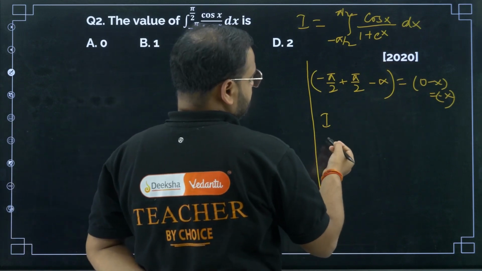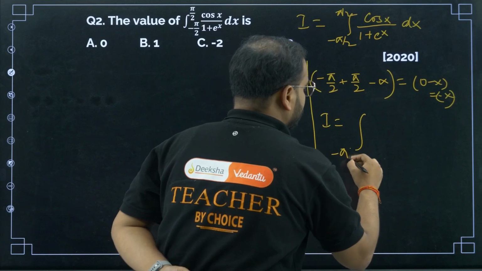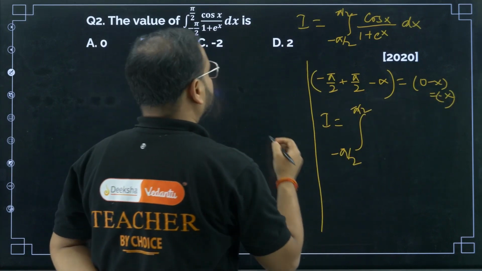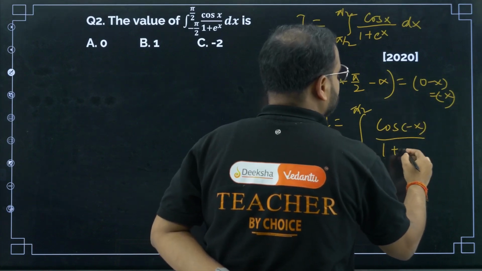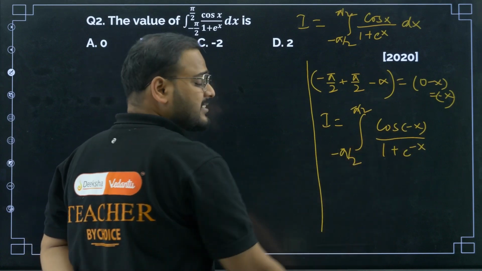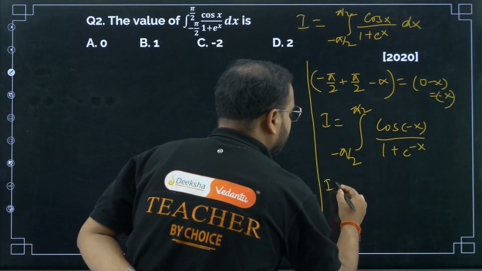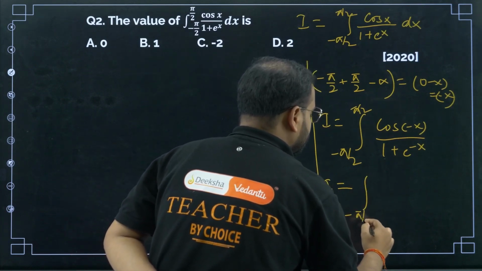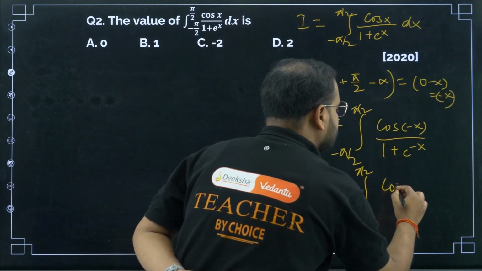So I can rewrite this I as what? Tell me. Minus pi by 2 to pi by 2. Replace wherever the x is with minus x. So it will become cos of minus x upon 1 plus e power minus x. Cos of minus x is the same thing because it is just cos x. So I'll write this again as the same integration, minus pi by 2 to pi by 2, simply cos x.